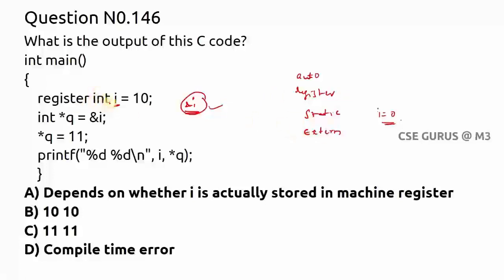So in this case, register int i equals 10, so i value is 10, stored in a register, but you are assigning ampersand i to a pointer. What is ampersand i? It is not available. So something unavailable is being assigned to a variable, which is not allowed. That's why here it is a compile time error. So no need to check the remaining code. If it is a register int, you cannot find an address, so you cannot assign an address. So option D is the correct answer.